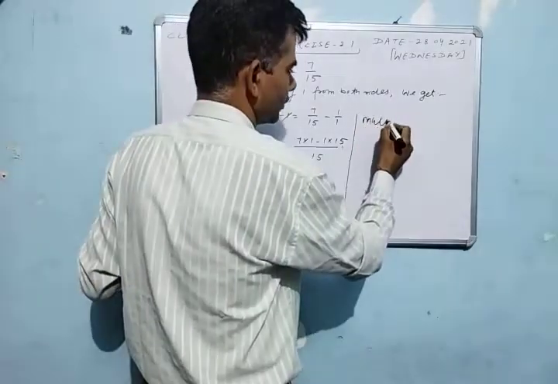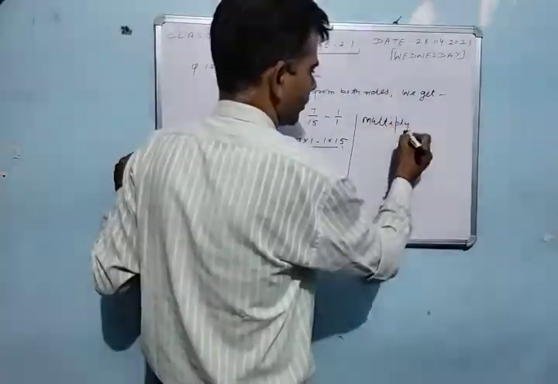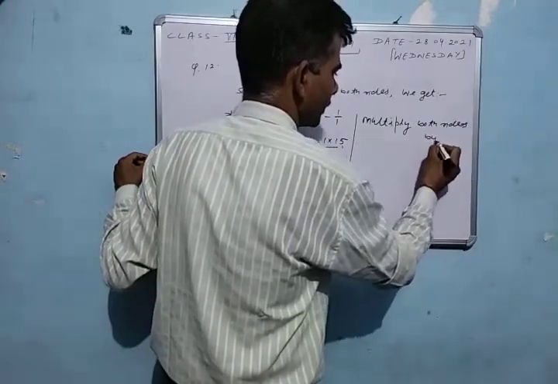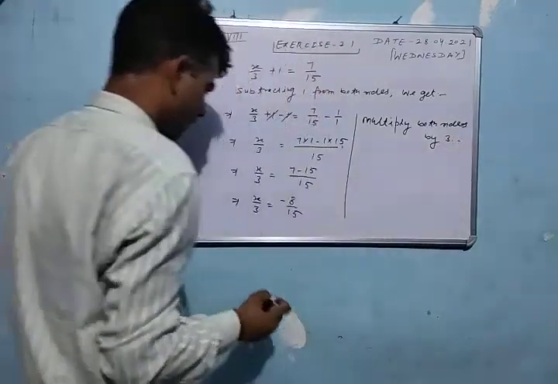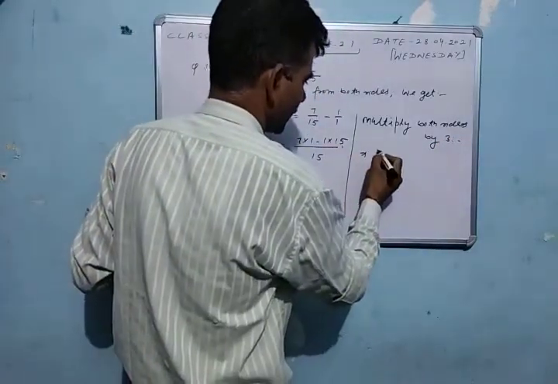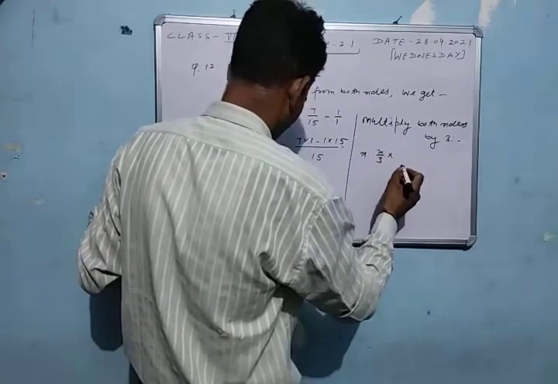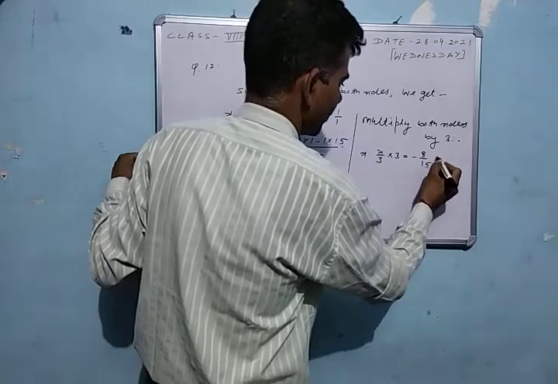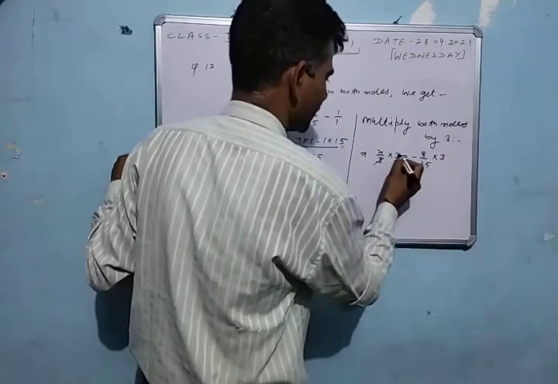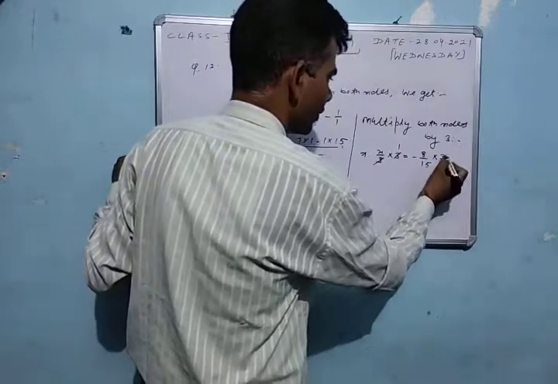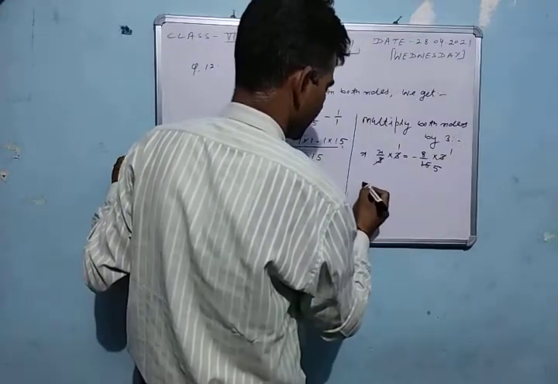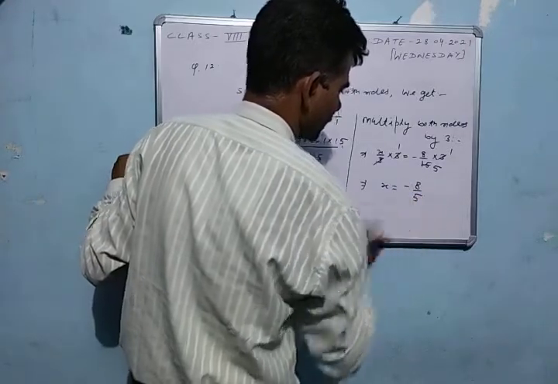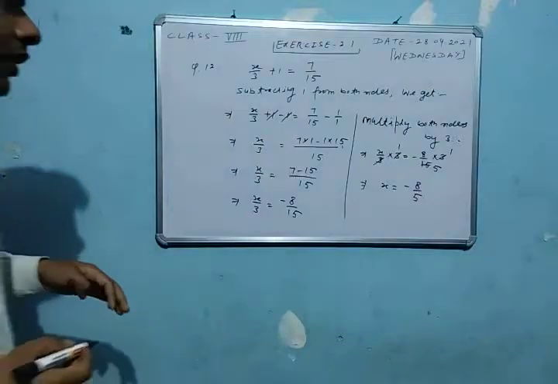Multiply both sides by 3. Now students, x/3 multiplied by 3, that is -8/15 multiplied by 3. Now 3 ones are 3, 3 fives are 15. Now students, the value of x is equal to -8/5. Students, note it down.